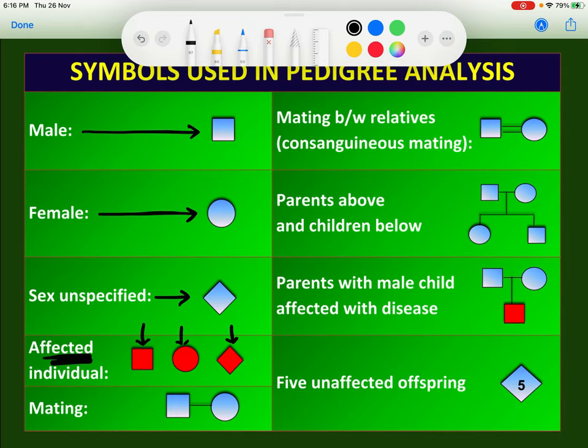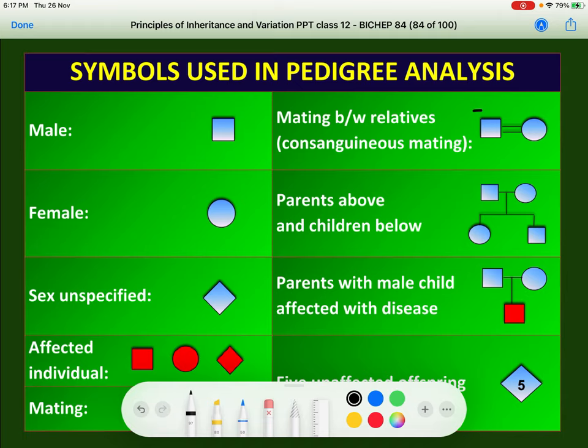Now, for example, this is denoting a male, this is denoting a female, and the cross line between them is referred to as marital relation or sexual relation, mating. Ready? So this representation is used.